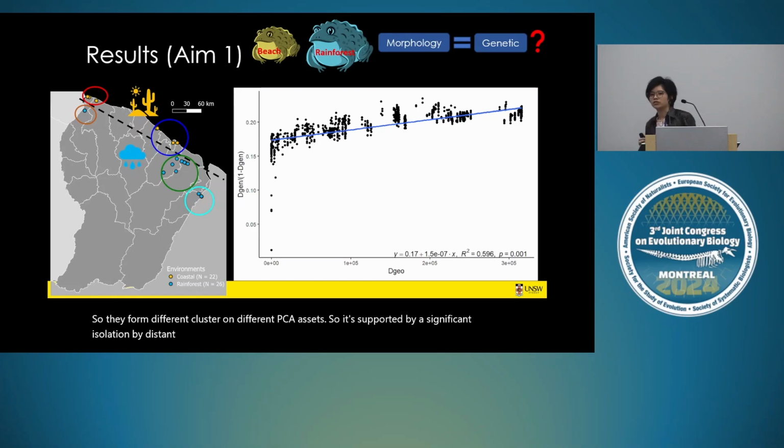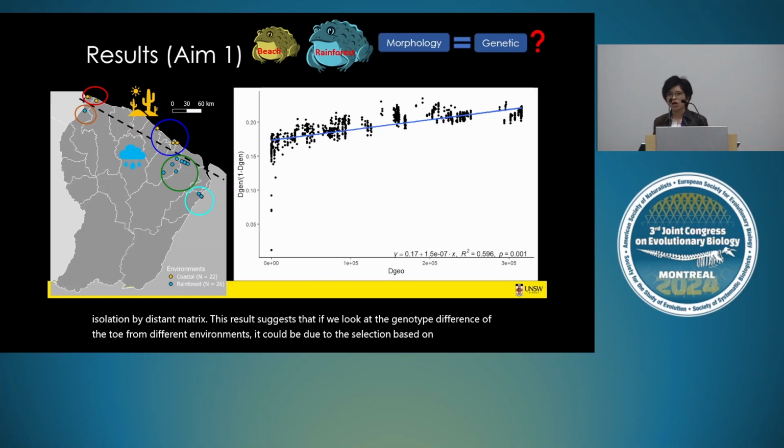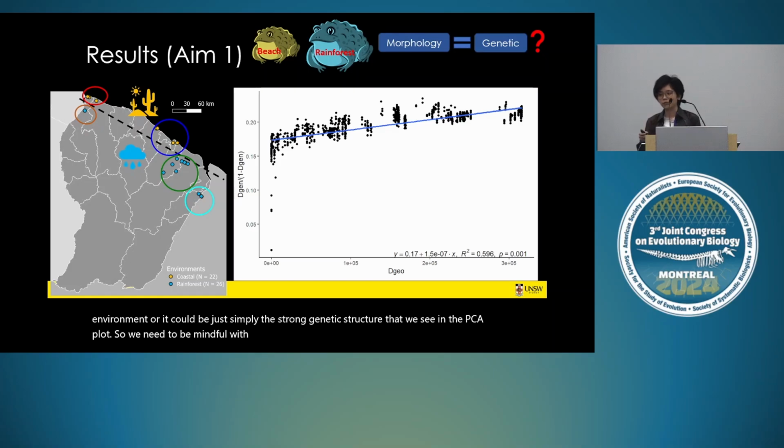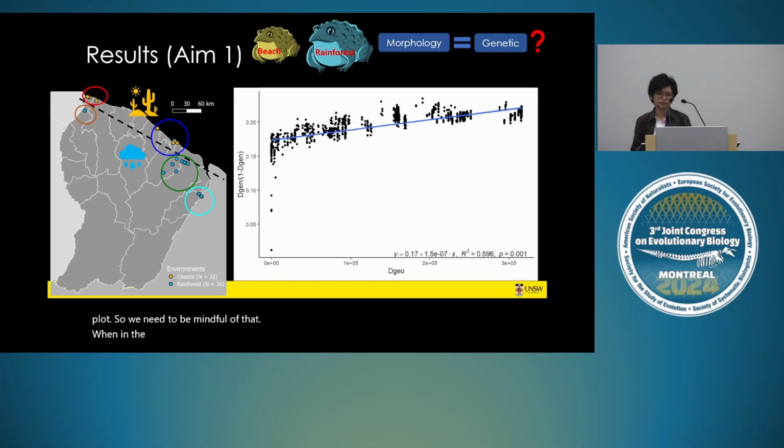And this result suggests that if we look at the genotype differences of toads from different environments, it could be due to selection based on the environment, or it could simply be the strong genetic structure that we see in the PCA plot. So we need to be mindful of that in the downstream analysis.